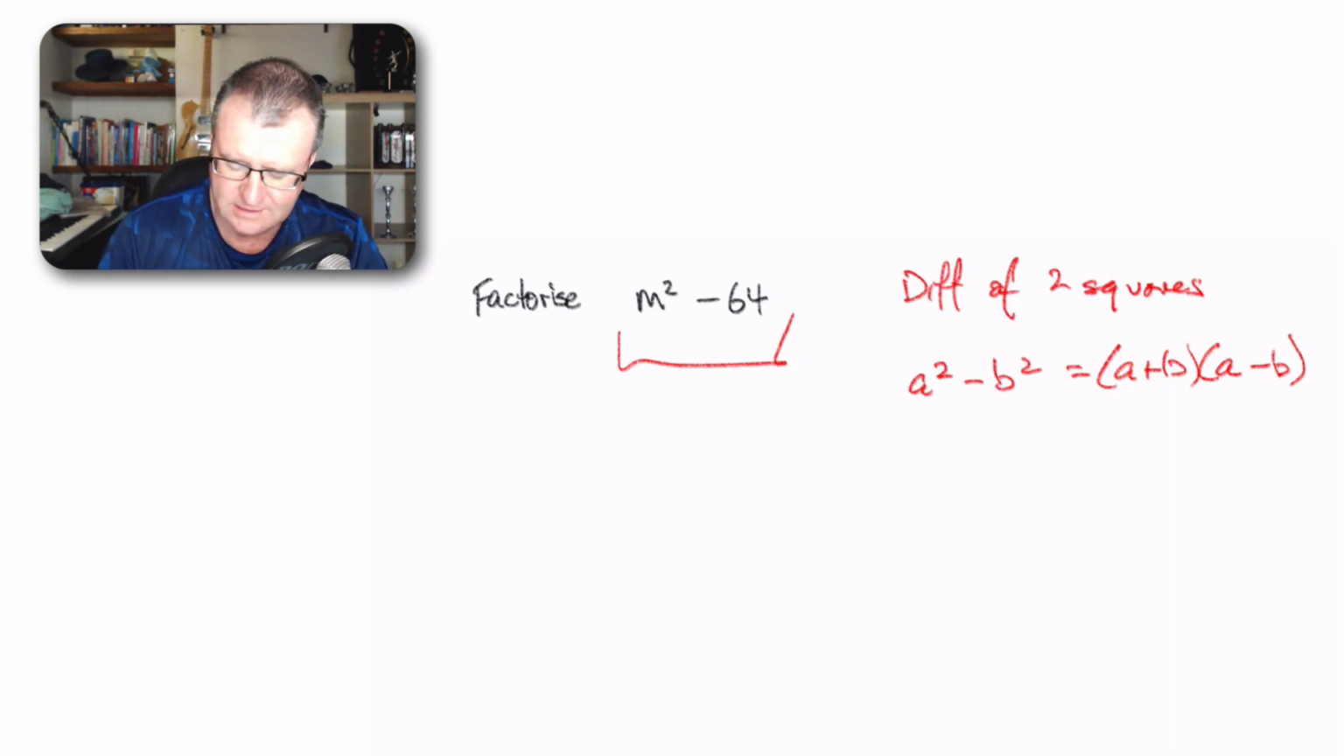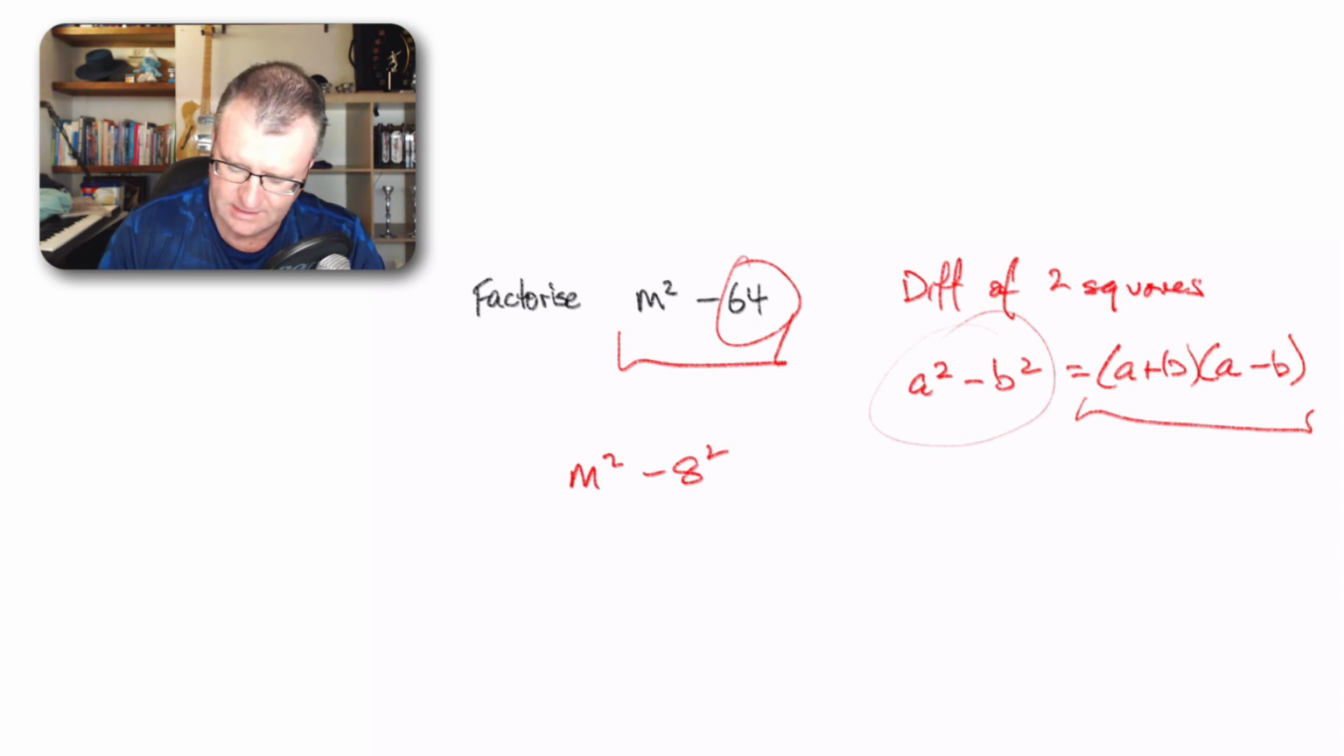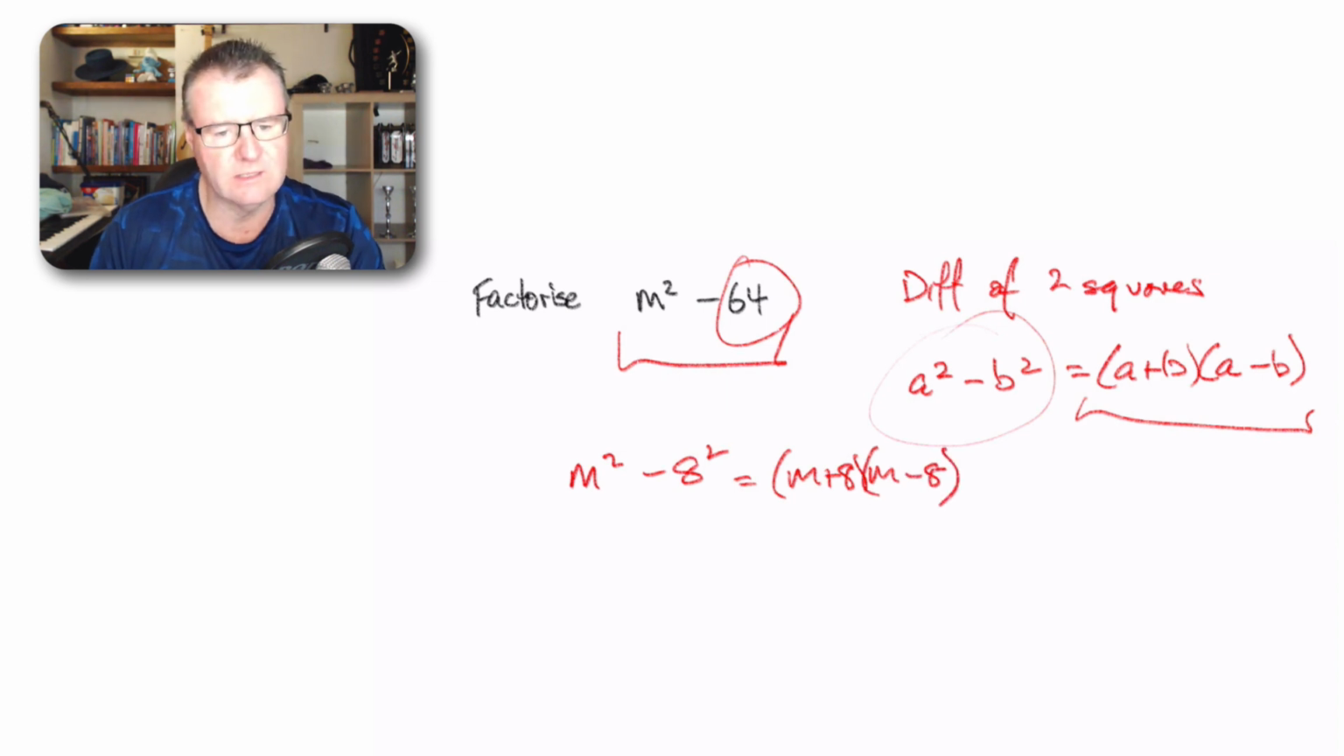And luckily, I can see that 64 is 8 squared. So I'm going to rewrite this as m squared minus 8 squared. And now it looks like that form, so I know that my factorization will have that as its answer. So it's simply m plus 8, m minus 8. I've factorized it using the difference of two squares.